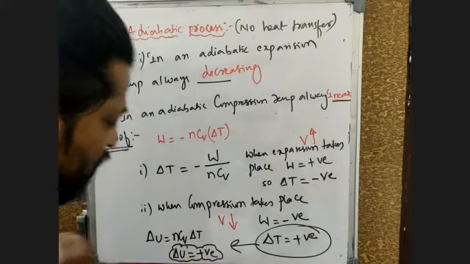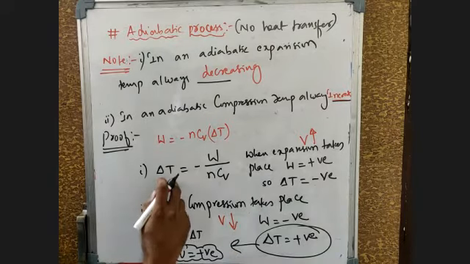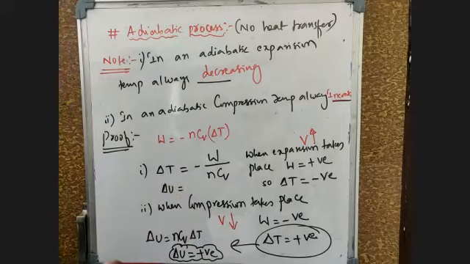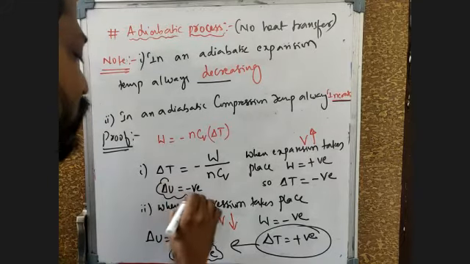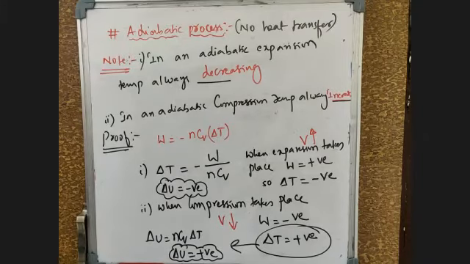Applying the first law of thermodynamics, what is the internal energy during compression? Now, what happens to internal energy in the adiabatic expansion? Delta U will be negative, because temperature change is negative. So internal energy is also negative. Clear? Copy it down faster. We'll go for the next one.